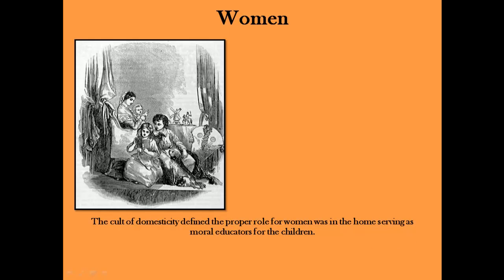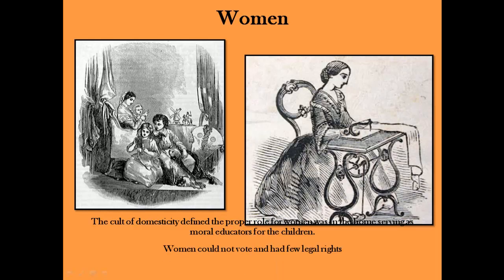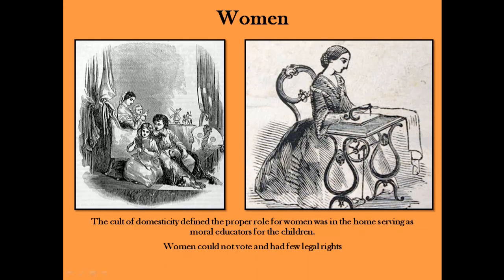Women in antebellum America were expected to marry and raise children. Housework and child care were her responsibilities. This is known as the Cult of Domesticity, which defines the woman's role as being basically the moral educator who raises children. These women have very few legal rights, and if we look at some statistics, it's telling.